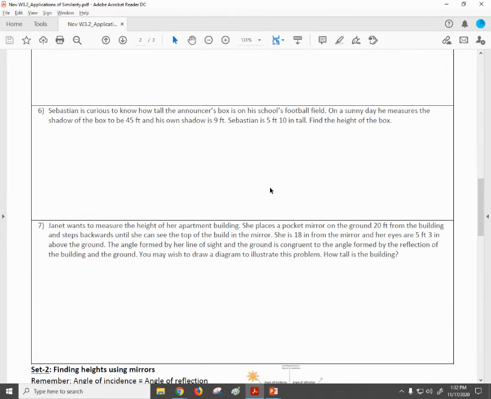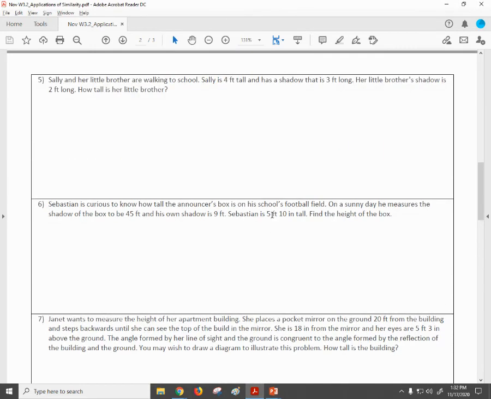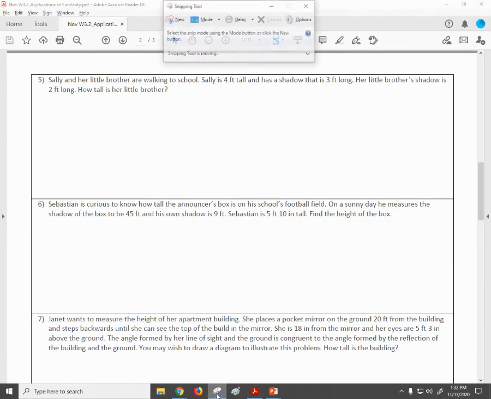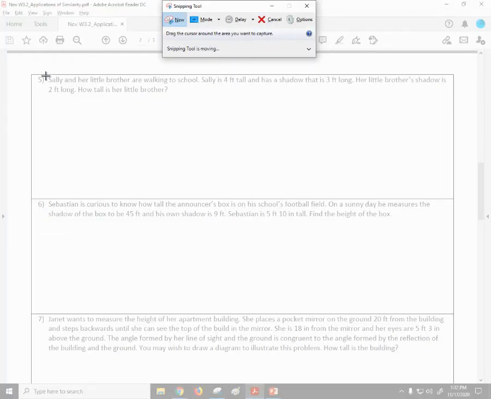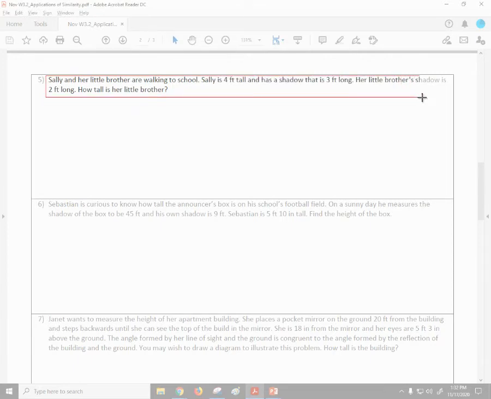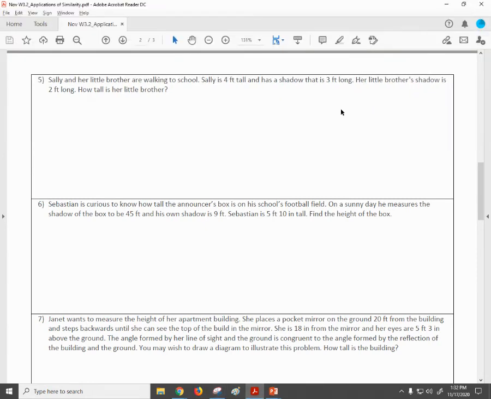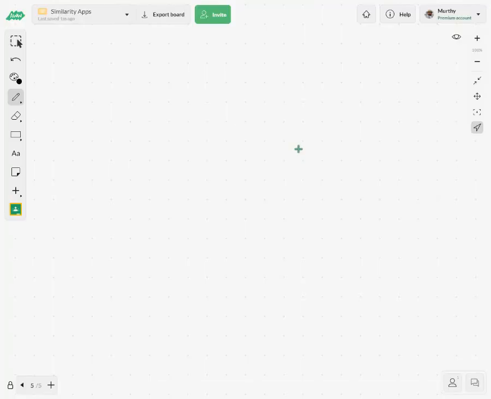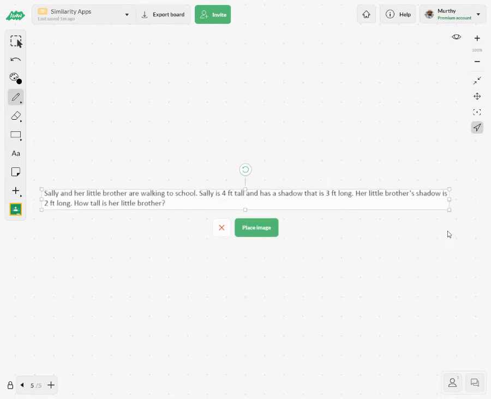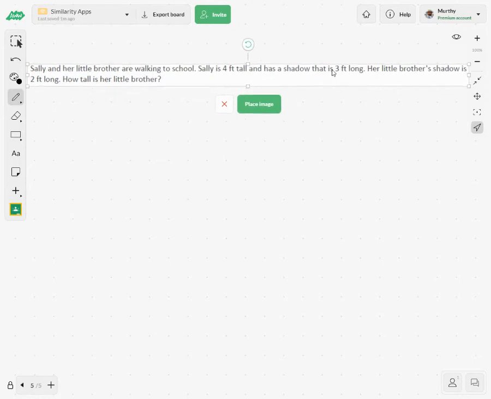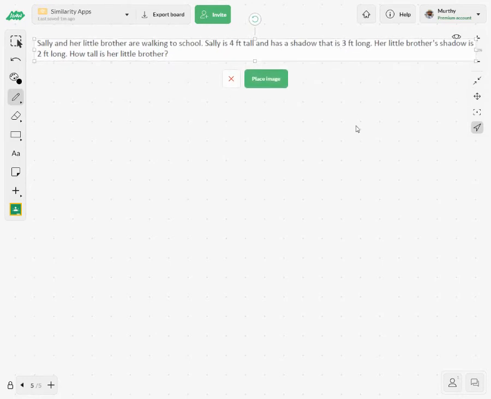You know, there are some story problems. Whatever the question you take, first of all, you have to draw a picture that represents the given story. Then you get a fair idea what to do. Look at this question. Sally and her little brother are walking to school. Sally is 4 feet tall and has a shadow that is 3 feet long. Her little brother's shadow is 2 feet long, and how tall is her little brother?